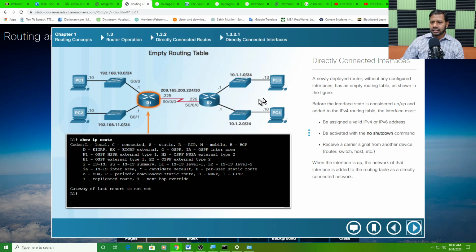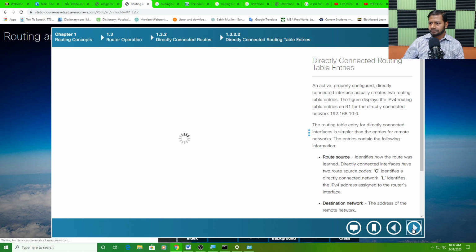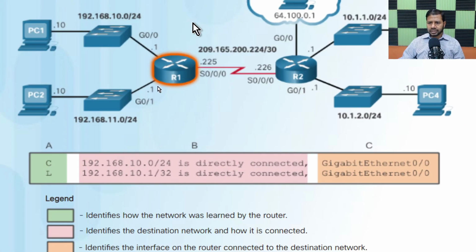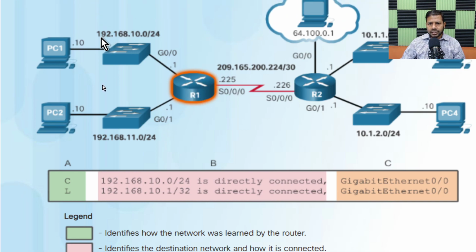Now, directly connected interface, we understand that. Directly connected routing table entries are always going to start with C and L. C means connected, L means local interface. Just to quickly tell you what it is in this case, here is my R1, that's a router. This particular network, 192.168.10.0, is directly connected to this router's gigabit 0/0 interface. Therefore that destination network would have a C, meaning directly connected to it.